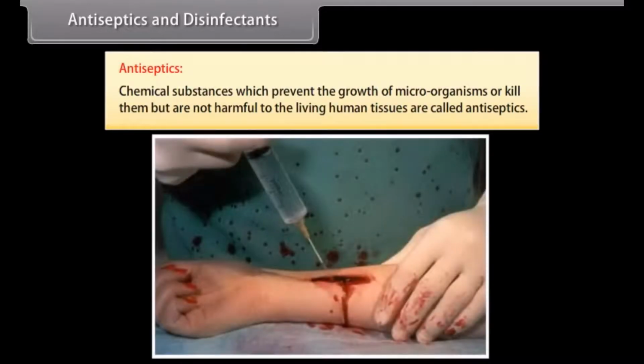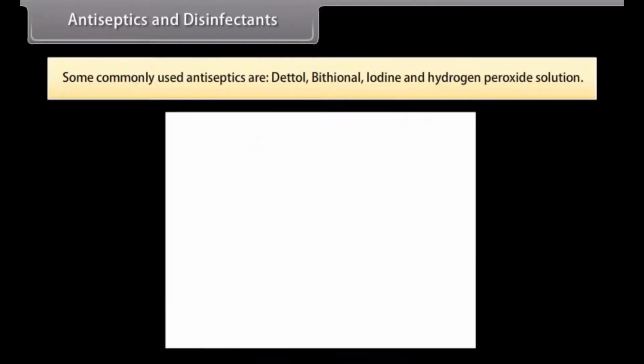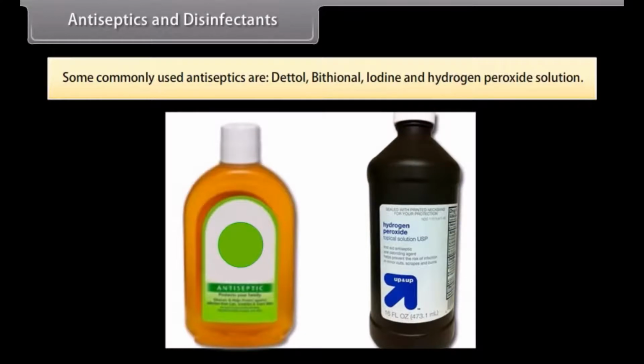Antiseptics and Disinfectants. Antiseptics. Chemical substances which prevent the growth of microorganisms or kill them but are not harmful to the living human tissues are called antiseptics. Antiseptics are applied to the living tissues. These are applied to wounds, ulcers, and diseased skin surfaces. Some commonly used antiseptics are Dettol, bithionol, iodine, and hydrogen peroxide solution.